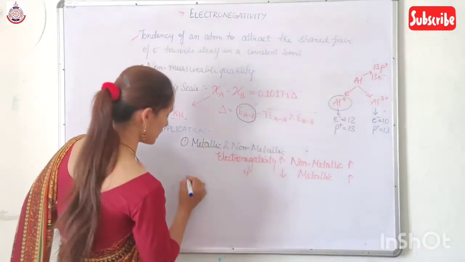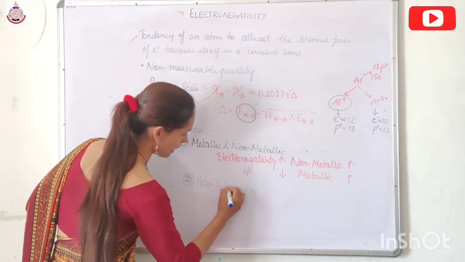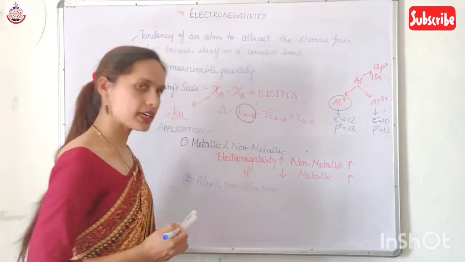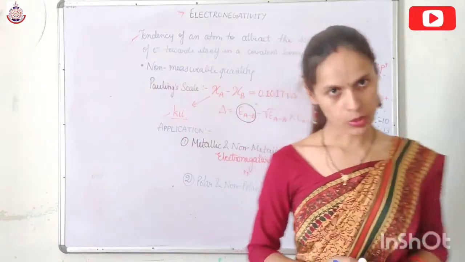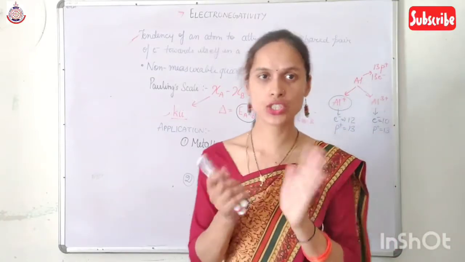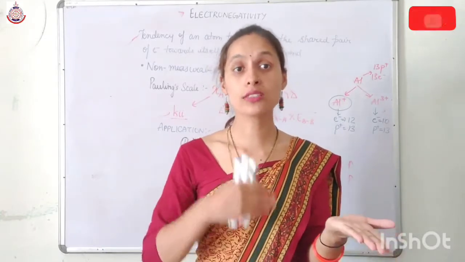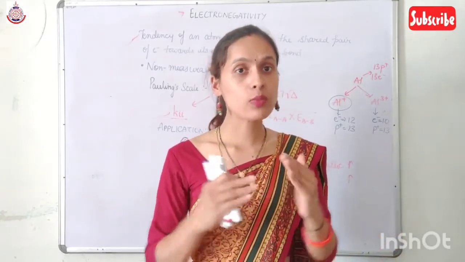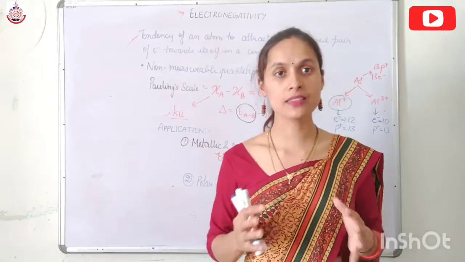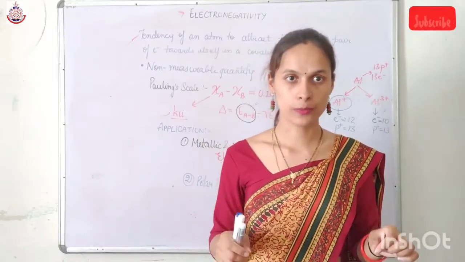Next, with the help of the electronegativity value, we can predict polar and non-polar bonds. Now, in your junior classes, you have studied that we have ionic bonds, which are due to the transfer of electrons, and covalent bonds, which are due to the sharing of electrons. But do you know that we have two types of covalent bond? Polar covalent bonds and non-polar covalent bonds. Now, which bonds are polar covalent and which are non-polar covalent? It totally depends upon the two atoms which are bonded in that particular bond.